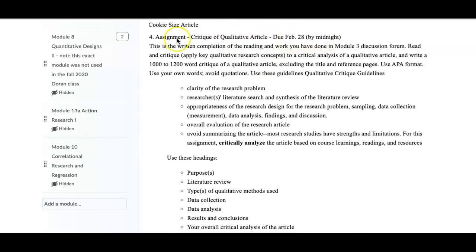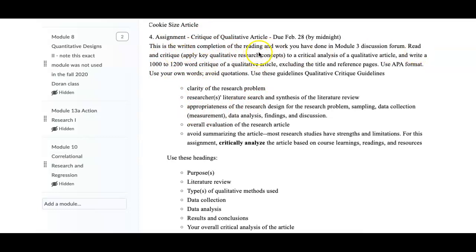This week, February 28th is the first real assignment that is due. It's the critique of the qualitative article that you read. Now, this is the group work that you did. So if you were in Group A, you are going to be writing the critique on the article that you discussed as a group in Group A.